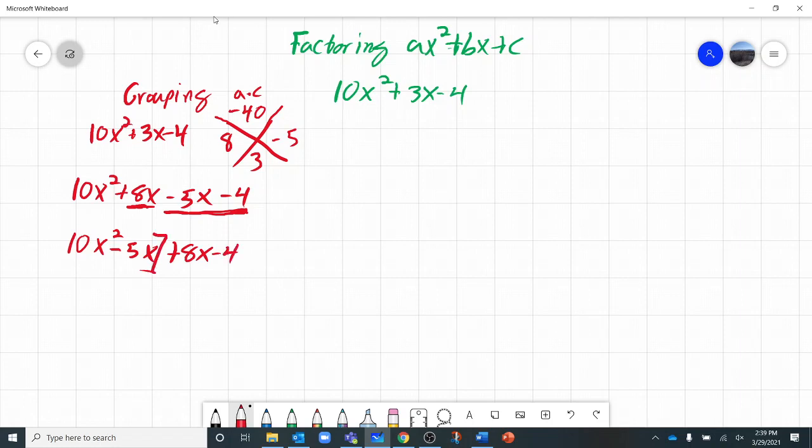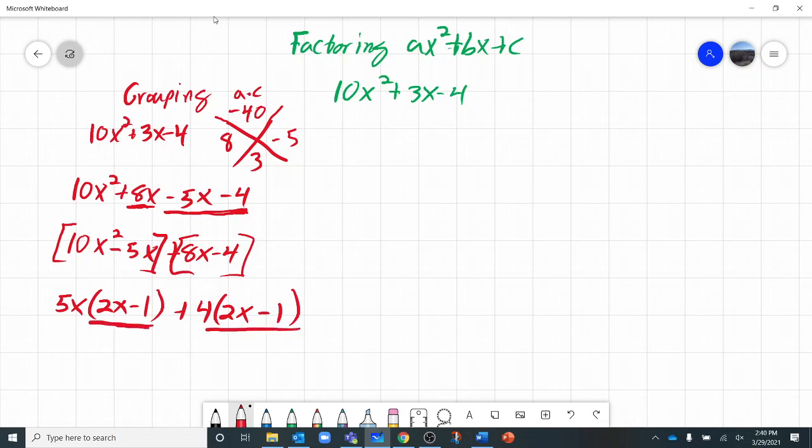Now I have common factors for each of these. So I'm going to break these up into their factors. 10x squared minus 5x. I can take a 5x out of both of those, so that becomes 5x times 2x gives me 10x squared, and times -1 gives me -5x. Plus, from this one, I can take out a 4, and 4 times 2x gives me 8x minus 1. And now I have this common factor of 2x minus 1, so I can factor that out. And we have 2x minus 1 times what is left, 5x and 4. So 5x plus 4. And that would be our answer for that one.